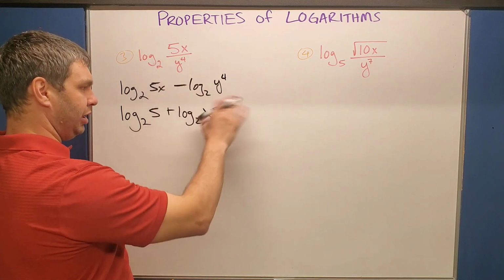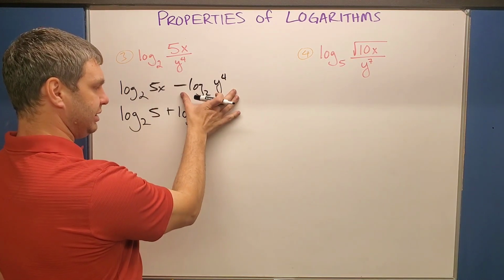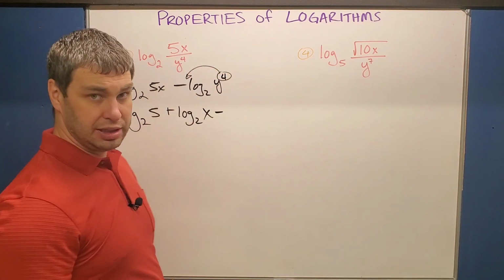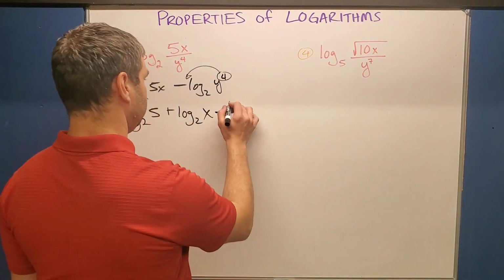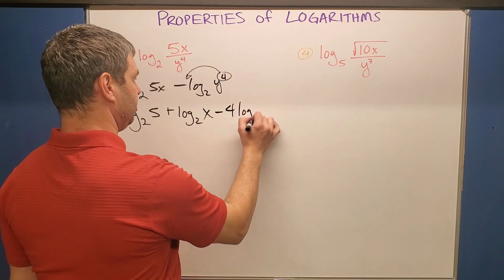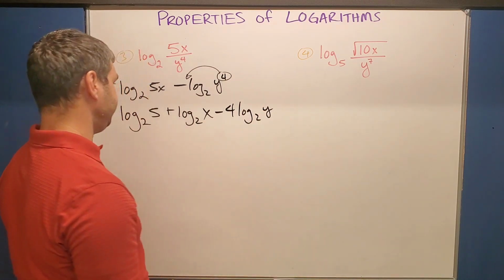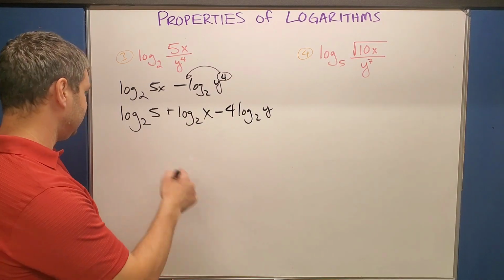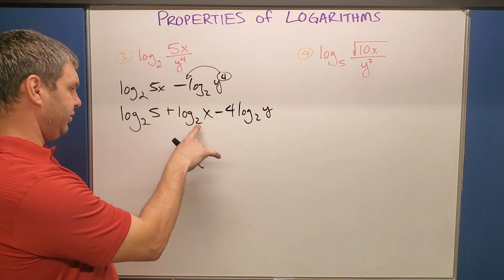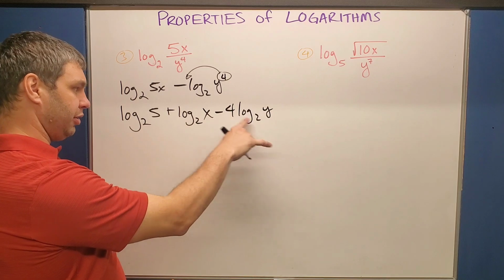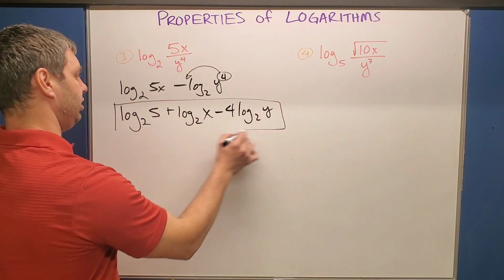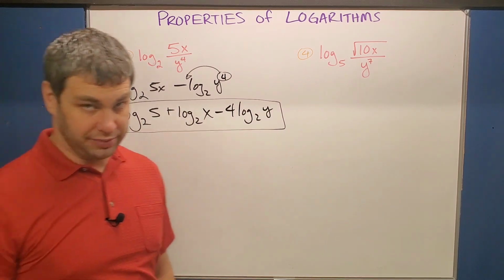All right, and then while I'm here, instead of just saying minus this again, I'm going to say minus, and then I'm going to use the power property to bring that 4 in the front. So I'm going to say minus 4 times log base 2 of y. Now let's just double check here. Is there anything else I can do to this? Well, it's log base 2 of 5, log base 2 of x, and then a 4 log base 2 of y. No, that seems like everything there is done. There's no other thing that I can simplify, so that would be my final answer.